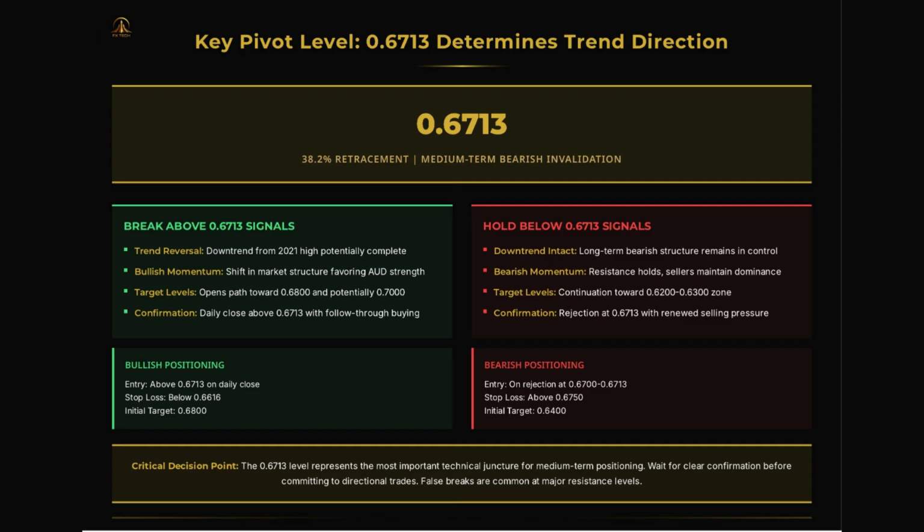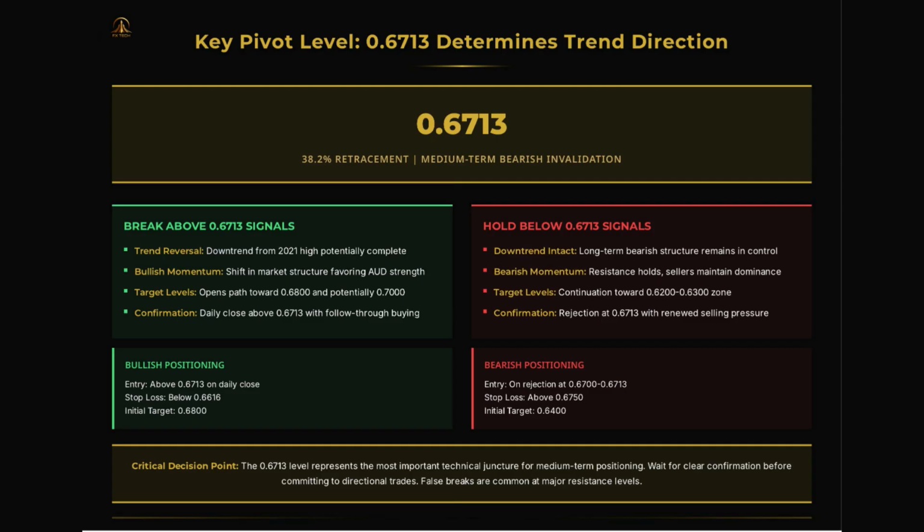For bullish positioning, enter above 0.6713 on a daily close, with a stop loss below 0.6616 and an initial target of 0.6800. Conversely, if price holds below 0.6713, it signals the downtrend remains intact with sellers maintaining dominance. This would point toward continuation toward the 0.6200 to 0.6300 zone.